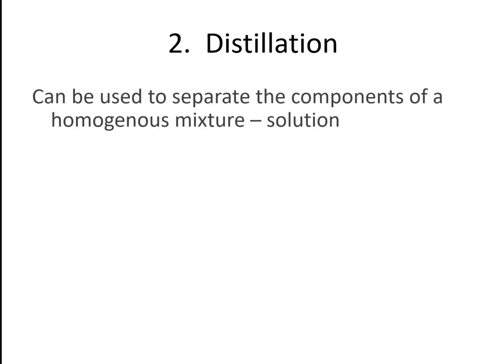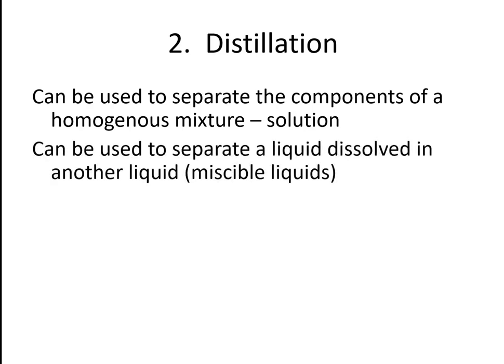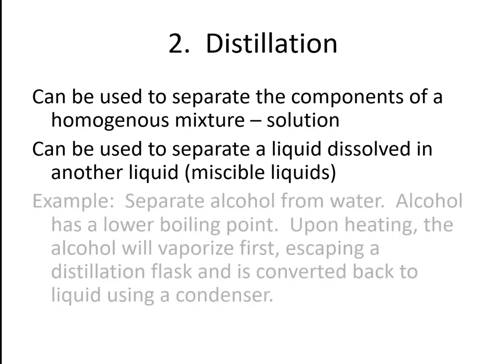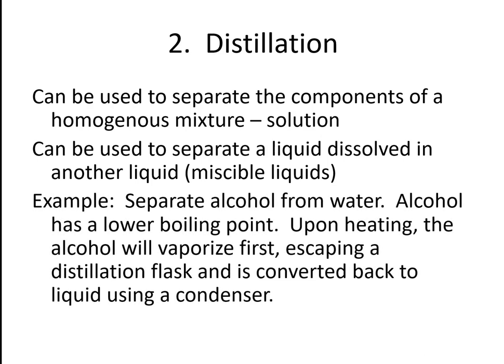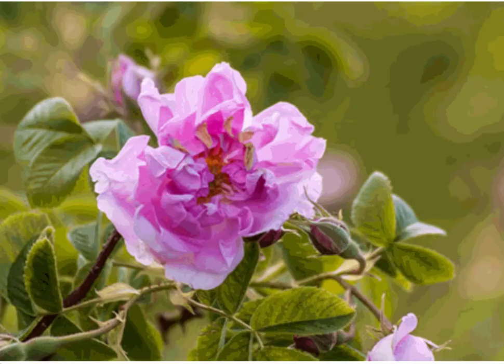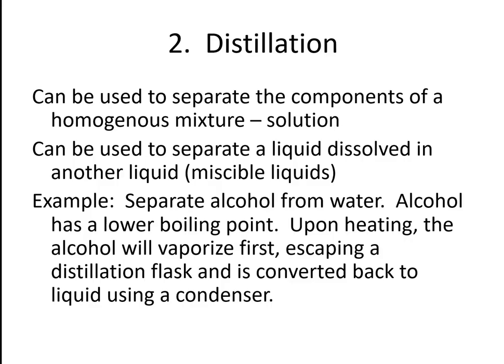So how does distillation work? Well, distillation is mainly used to separate the components of a homogeneous mixture. We're talking specifically about solutions here. If we have a liquid dissolved in another liquid, we can use this technique. If we have 2 miscible liquids, for example, if we were trying to make perfume, one of the things one often does when you make perfume is you take, say, rose petals, and you would mix them with a mixture of water and ethanol. And you would chop up the petals in that mixture, and that would release those fragrant components from the rose petals.